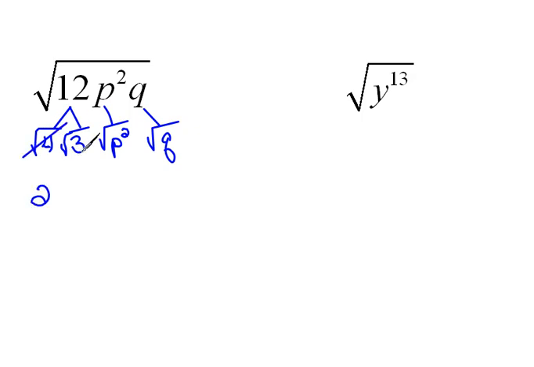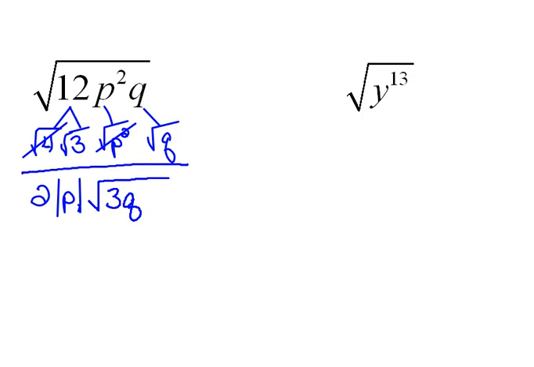We can't take the square root of 3, but we can take the square root of p squared. That would be a p. And because we're doing an even root, we have to make sure and use the absolute value bars just to make sure that this will be a positive number. We can't take the square root of q because it's not a perfect square, so we have to leave underneath the radical the 3 and the q. So fully simplified, this would be our answer.